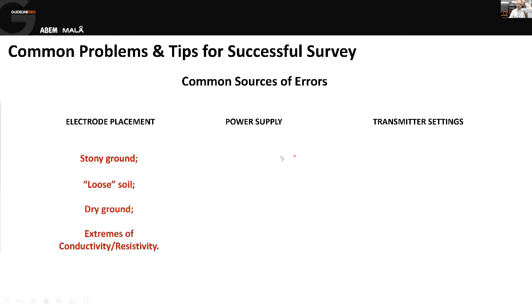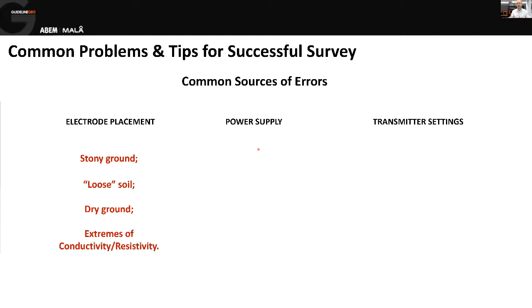So if we talk about electrode placement, it's normally that you've got very stony ground. So the ground isn't hugging the electrode, providing good contact resistance. You've got lots of gaps between the stones that have air in them. The air doesn't transmit current, and that's increasing our contact resistance. Could be similar if you have a sandy soil, you push the electrode in, and unless you're very careful, it might tend to push sideways and leave an air gap on one side of the electrode, reducing the area that is in contact with the ground and therefore increasing the contact resistance again.